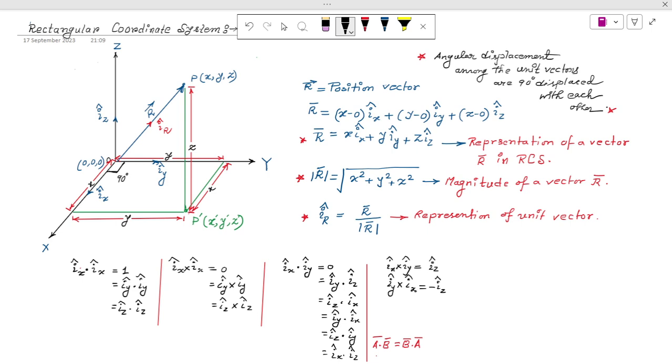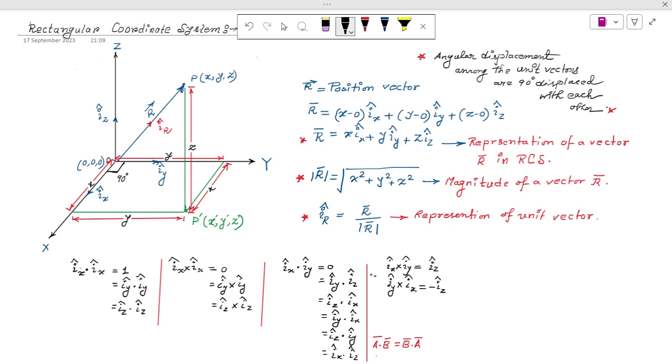I have left this part for you to calculate and to gather knowledge about this. And if you have not seen my previous lecture on cross product and dot product, go through this lecture, go through the playlist. I will provide the link in the description box. Okay, so this is all about our rectangular coordinate system.